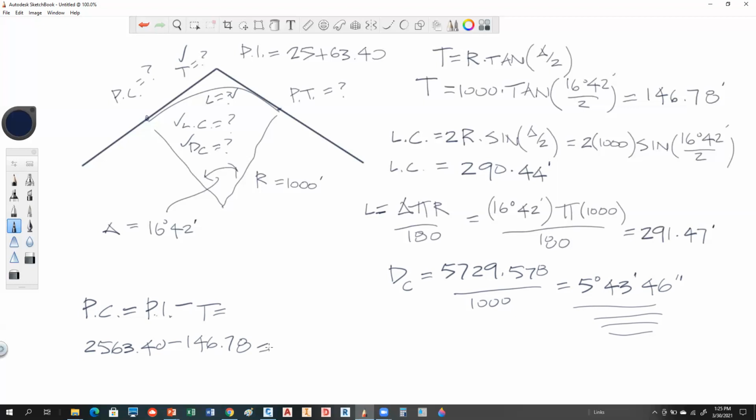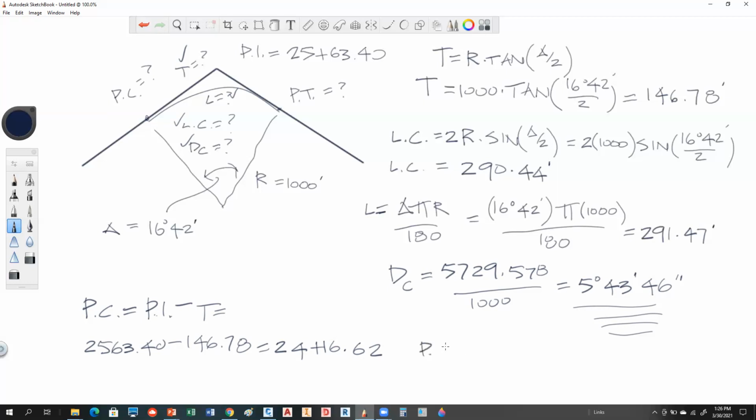So we have 2563.40 minus 146.78. And I got the wrong number. Let me try that again. Looks like I came up with 24 plus 16.62. Does anybody agree with that? Yes. Okay. So, guys, now you think about this.